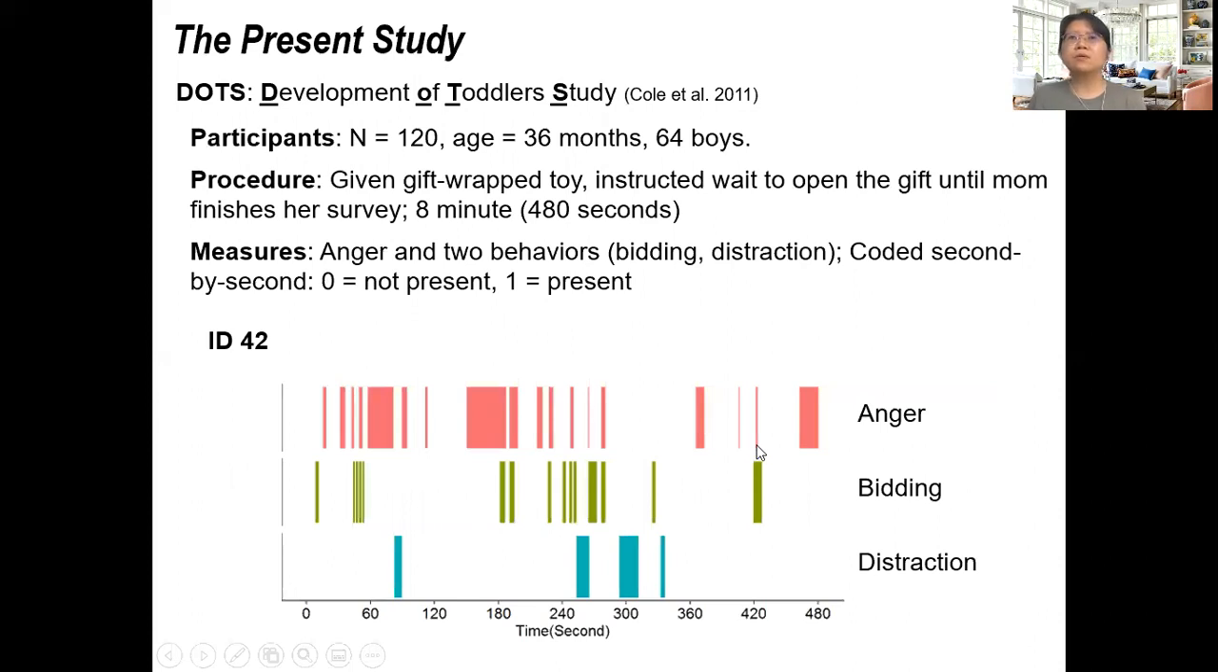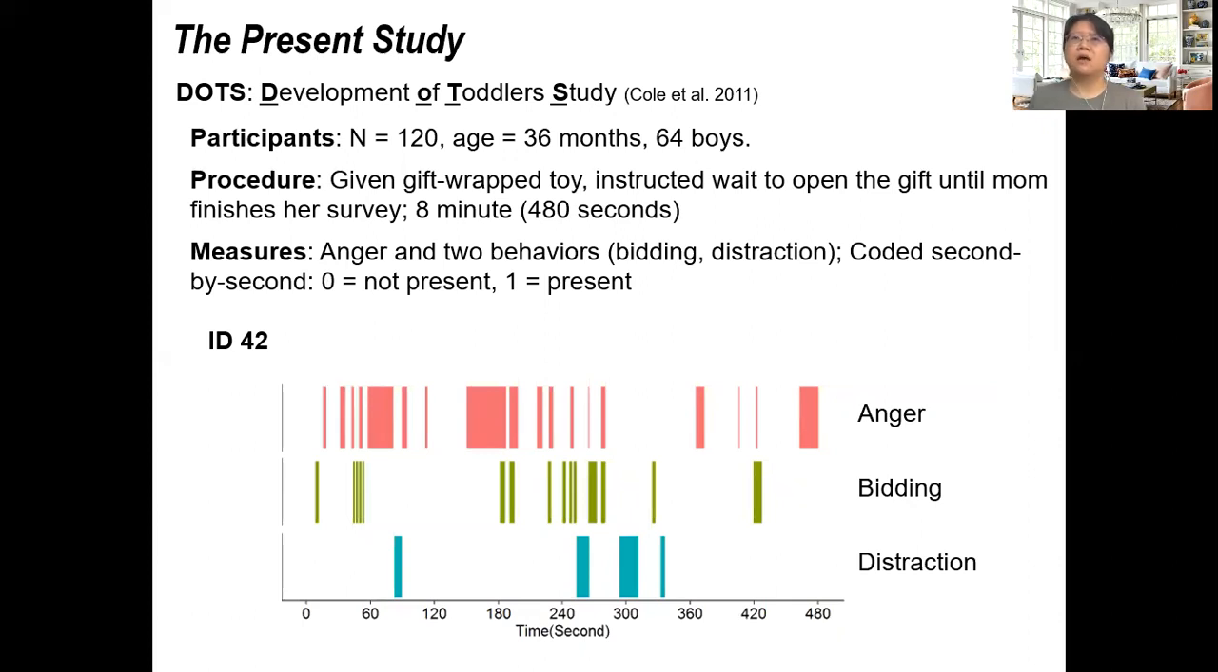So for the empirical data, it's a toddler study at 36 months. Half of them are boys, with 120 participants. The children were given a gift-wrapped toy when they were brought into the lab, and they were instructed to wait to open the toy until their mother finished the survey, which lasts 8 minutes.